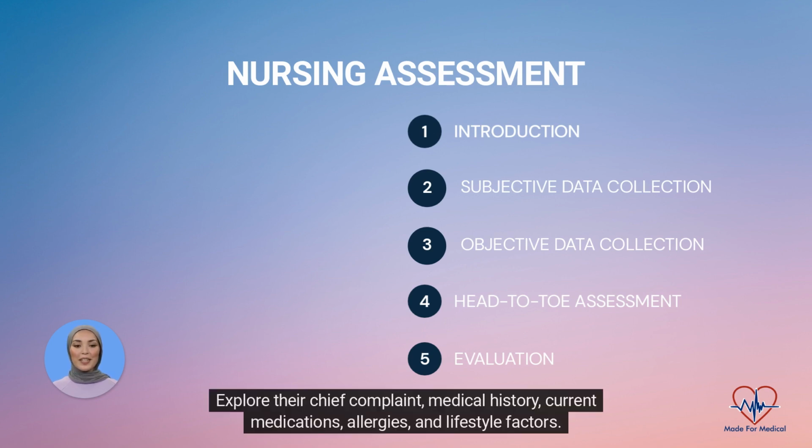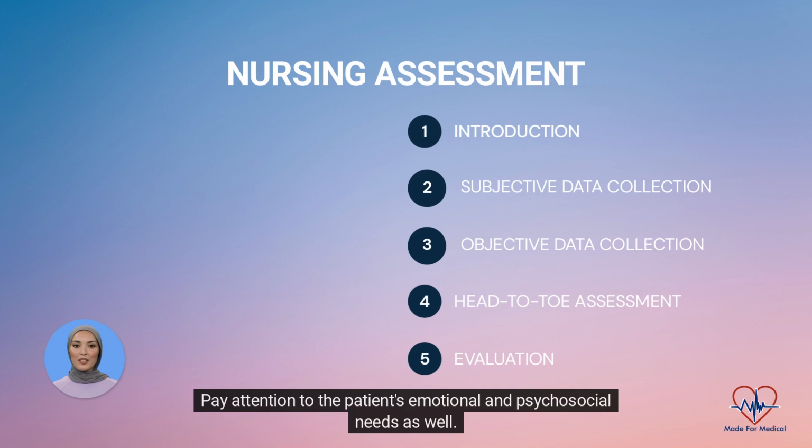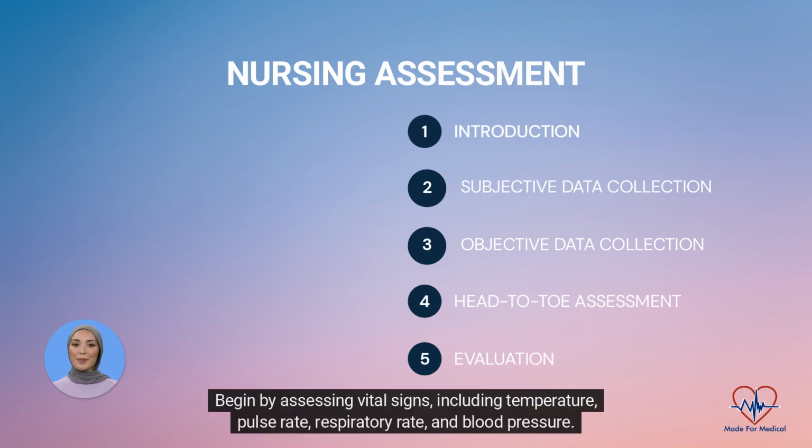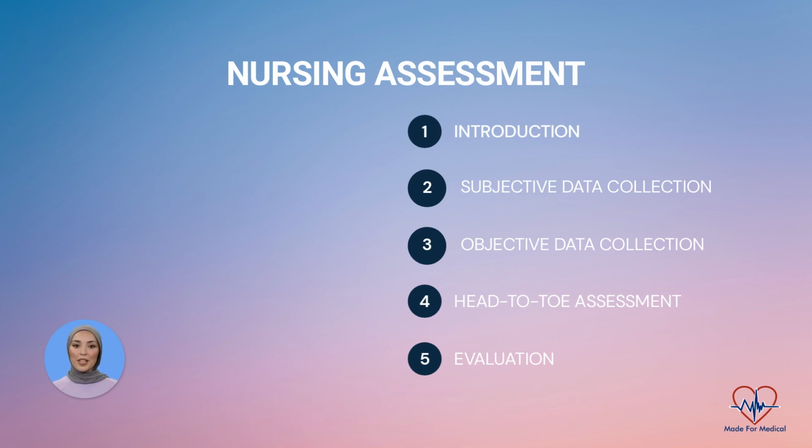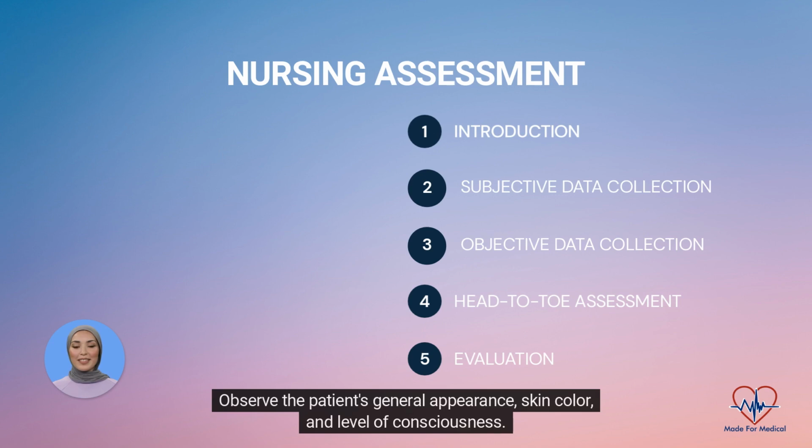Explore their chief complaint, medical history, current medications, allergies, and lifestyle factors. Pay attention to the patient's emotional and psychosocial needs as well. Objective data involves the physical examination and observation of the patient. Begin by assessing vital signs, including temperature, pulse rate, respiratory rate, and blood pressure. Observe the patient's general appearance, skin color, and level of consciousness.